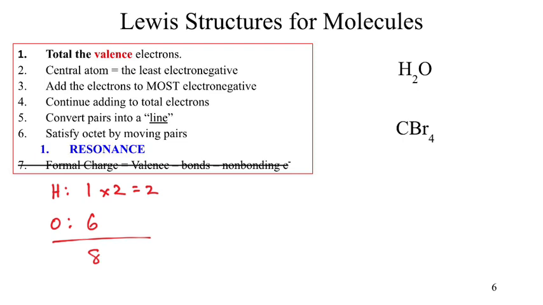I now move to step 2. I want a central atom, the least electronegative. So awesome, we had our electronegativity trends memorized. We go, oxygen's the most electronegative. I don't want oxygen, I want hydrogen to be my center atom. I would then scatter my other atoms around on the outside of it.